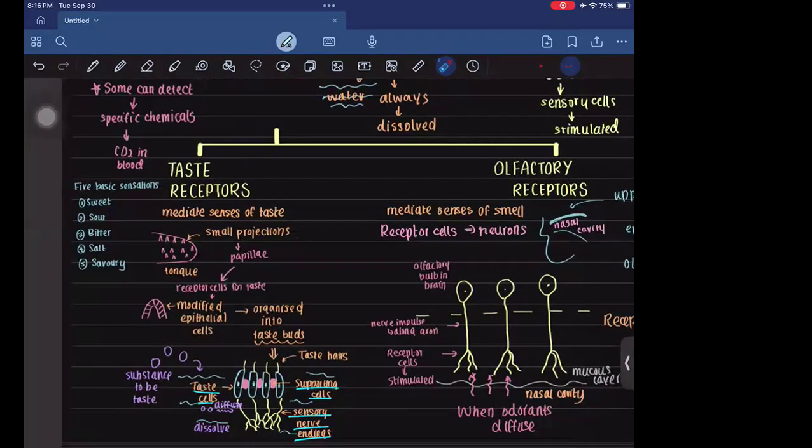So this is all about taste receptors. Once again, taste receptors mediate the senses of taste. These are the five basic sensations. Where are these taste receptors present? In your tongue. Your tongue is responsible for detecting taste. There are small projections on your tongue called papillae, and these papillae contain the taste receptors, which means the receptor cells for taste.